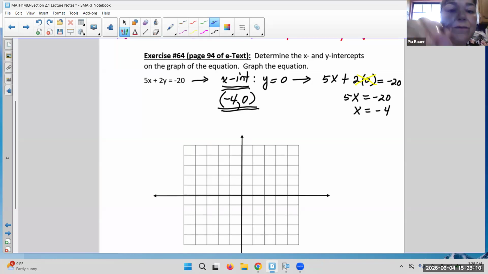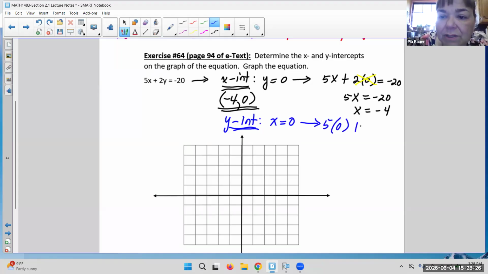Now, when you're looking for the y-intercept, we do the opposite. X equals 0. So we substitute x for 0. So instead of 5x, we have 5 times 0 plus 2y equals negative 20. Then this term will disappear because 5 times 0 is 0.